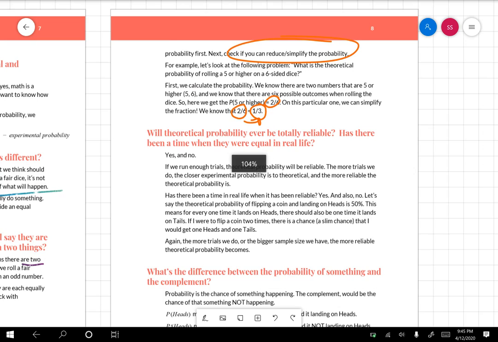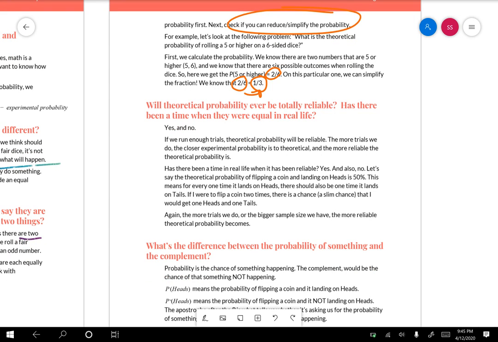Will theoretical probability ever be totally reliable? Has there been a time when they are equal in real life? Short answer, yes and no. If we run enough trials, theoretical probability will be reliable. The more trials we do, the closer the experimental probability is to the theoretical, and the more reliable the theoretical probability is. Right?